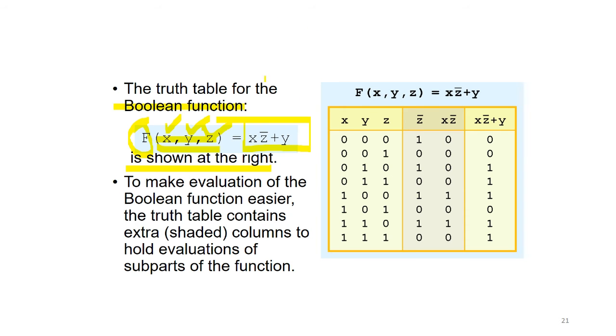To make evaluation of the Boolean function easier, the truth table contains extra shaded columns to hold evaluations of the subparts of the function. So instead of writing this part, we could have easily discarded this part. This is not needed actually for understanding this one, but for better understanding I tried to keep this as it is, so that it can be divided into subparts and it becomes easier for you to understand.